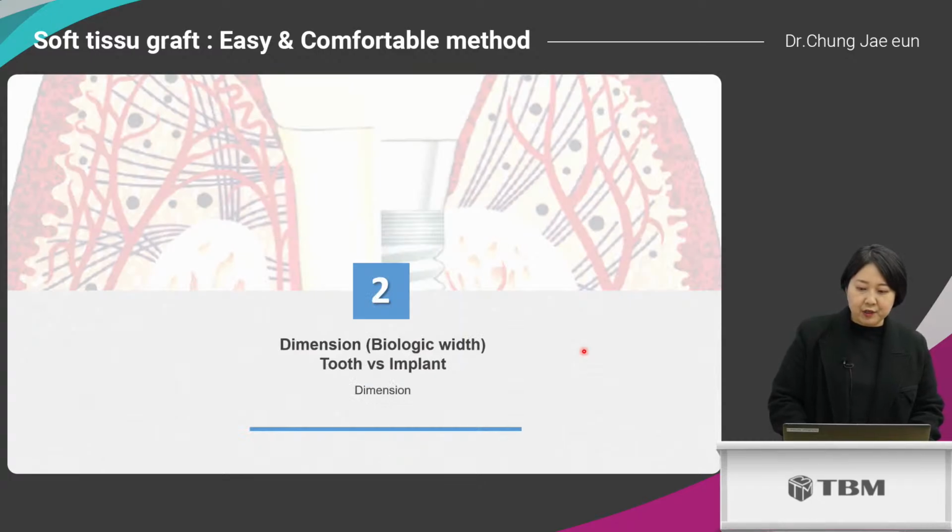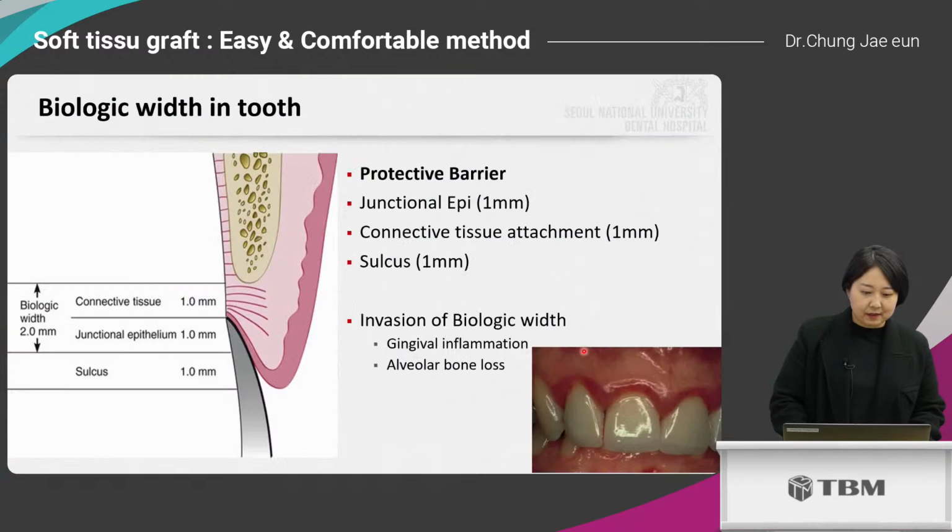Okay, next part is dimension, in other words, biologic width. Whether implant or natural tooth, there is some soft tissue attachment above the alveolar bone, which is called biologic width. Biologic width plays a role in protecting inside of the periodontium from the external environment and microorganisms, so it is a protective barrier. Therefore, if an appropriate biological width is not secured and restoration invades it, the gingiva inflammation or alveolar bone resorption may occur.